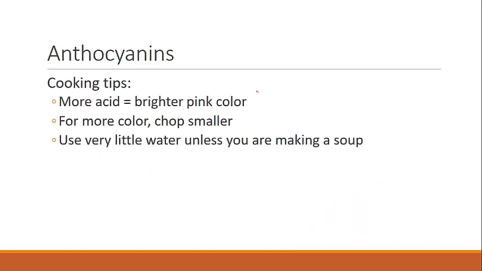So when we're cooking with vegetables that have anthocyanins, if you want a food with a nice bright pink color, use some more acid. A lot of cultures like that color, so they use apple cider vinegar or lemon to get that nice bright pink color, and then that nice acidic flavor as well.